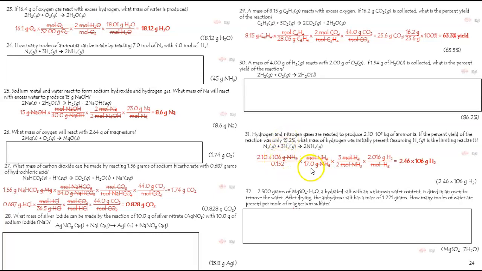All right, so 17 grams is a mole. Every 2 moles of ammonia requires 3 moles of hydrogen, which weighs 2.016 grams. So 2.46 times 10 to the 6th grams of hydrogen must have been used initially. This one's challenging because adjusting for the 15.2% is not something people do commonly.